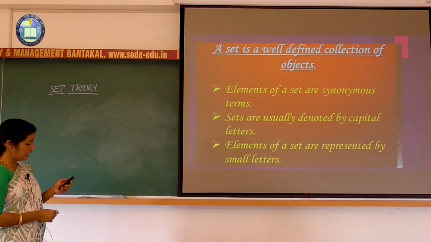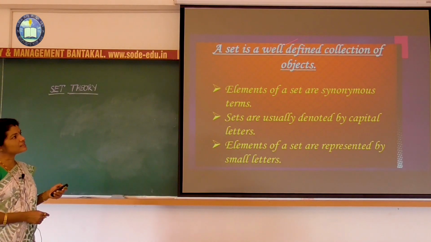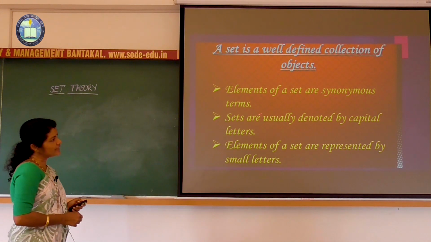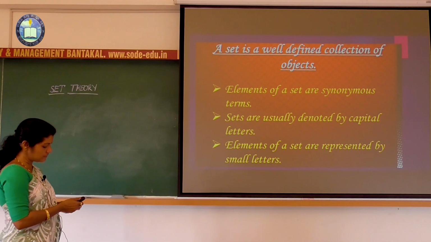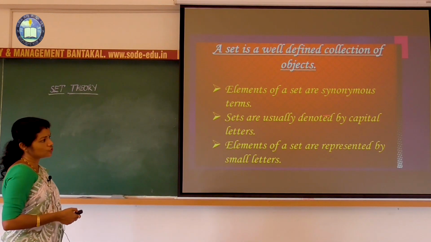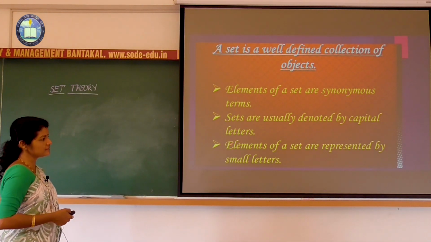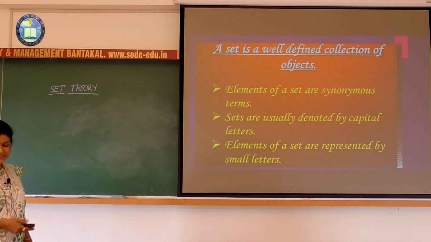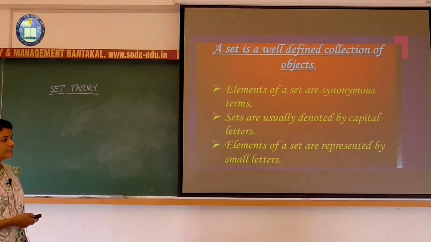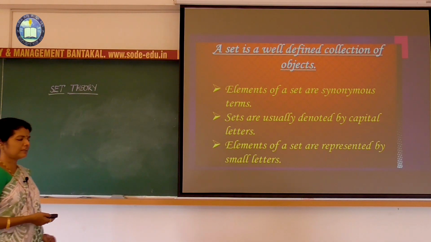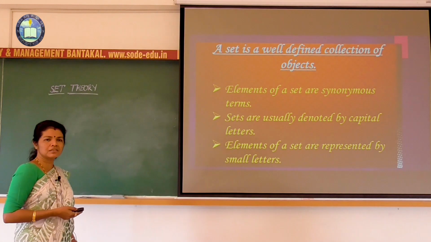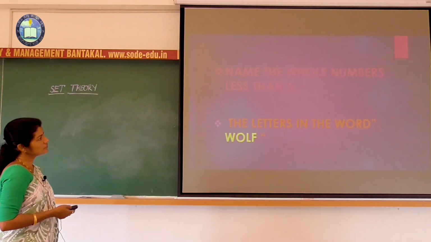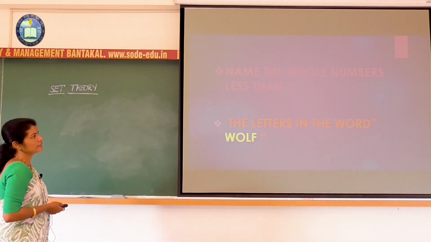So we can conclude that a set is a well-defined collection of objects. Objects and elements of a set are synonymous terms. Sets are usually denoted by capital letters, and elements of a set are represented by small letters. They may not always be letters; you can use numbers, and you can use images also. We'll consider a few more examples.